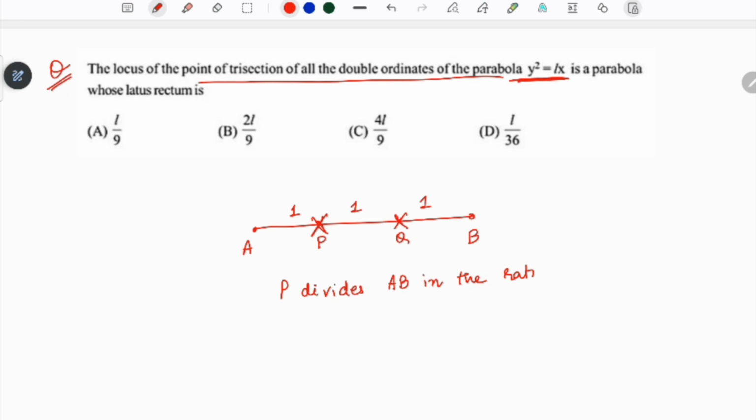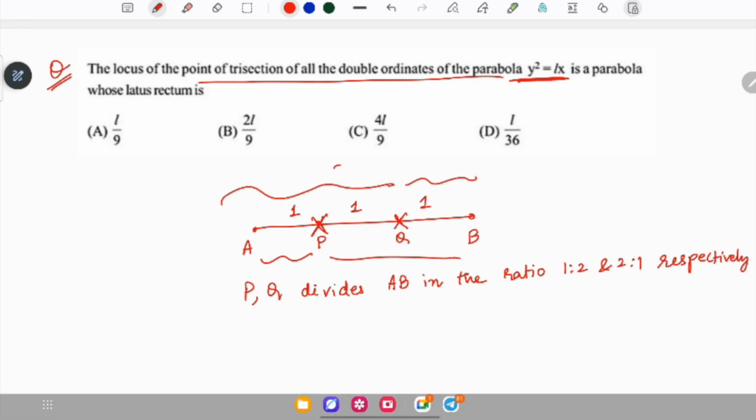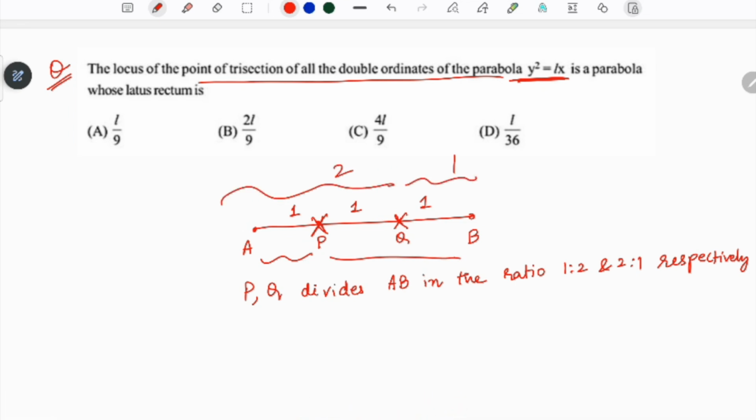P is a point of trisection. P and Q are points of trisection means P and Q divide AB in the ratio 1:2 and 2:1 respectively. This is one part, this is two parts, this is two parts, and this is one part. Q divides AB in the ratio 2:1, P divides AB in the ratio 1:2. All right. So we understand points of trisection.